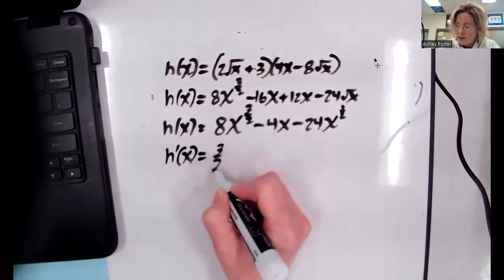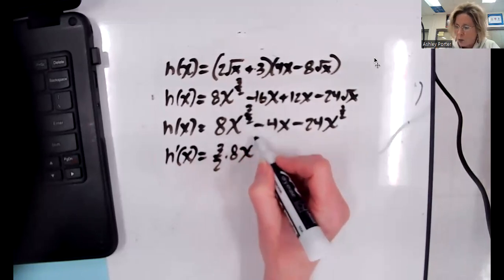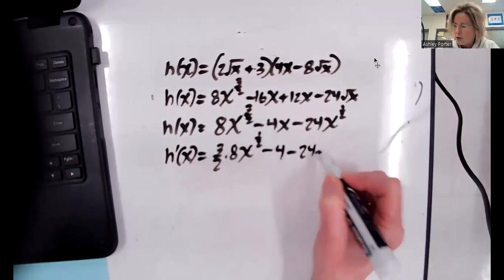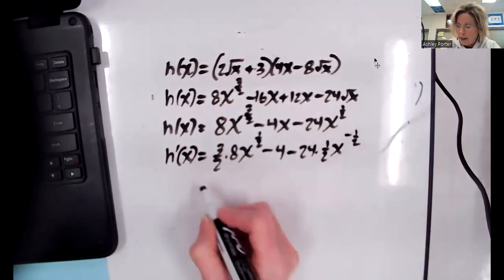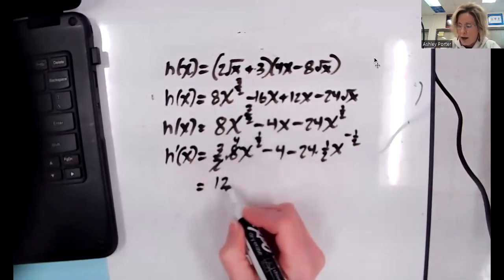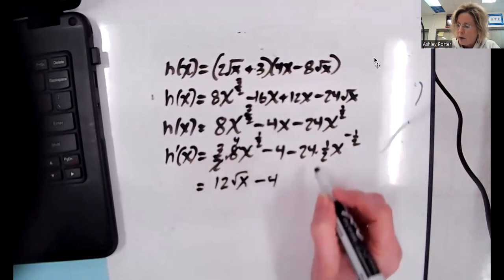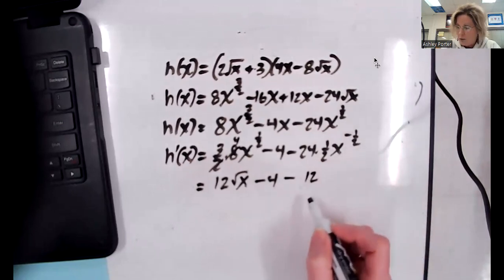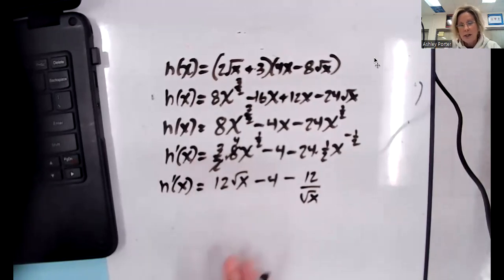So I'm going to say 3/2 times 8, x to the 3/2 minus 1, 3/2 minus 2/2 is 1/2. The derivative of negative 4x is just negative 4, minus 24 times 1/2 x, 1/2 minus 1 is negative 1/2. Now let's clean. So 2 goes in the 8 4 times, 3 times 4 is 12, x to the 1/2 or square root of x. You can leave it x to the 1/2 if you want. Minus 4, minus 24 times 1/2 is minus 12 over x to the positive 1/2 or over square root of x. So now I have the same answer that I got before, but it was easier.